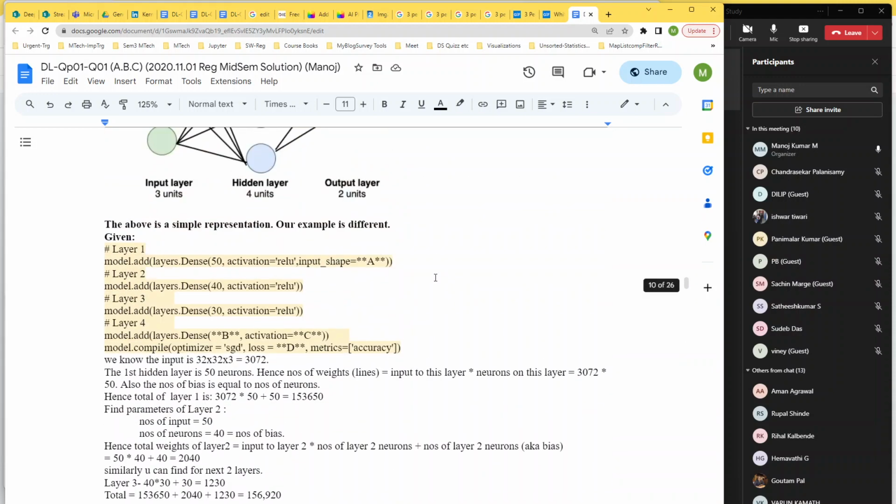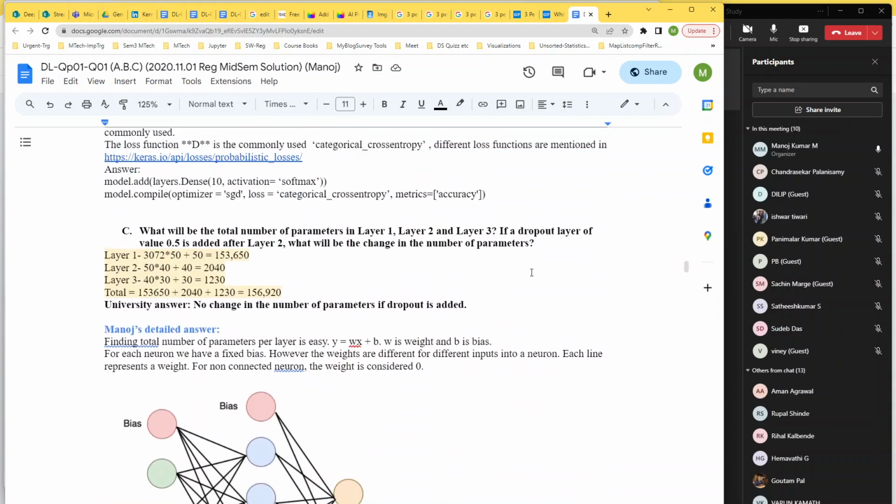So the answer: if a dropout layer of 0.5 is added after layer 2, what will be the change in the number of parameters? There is no change in the number of parameters even if the dropout is added. This is the answer by the university. So you got it? Any doubts on this dropout thing? Why is there no change in the number of parameters?